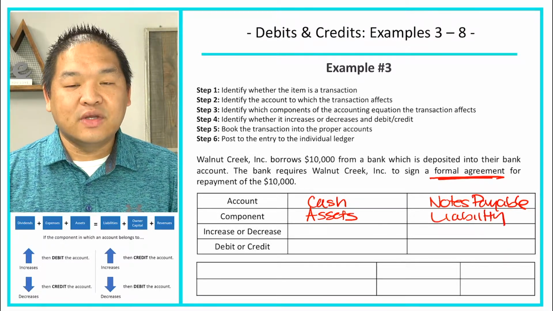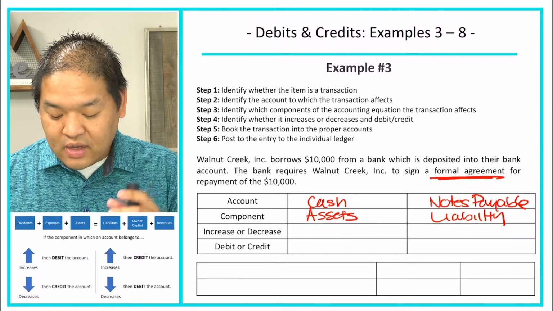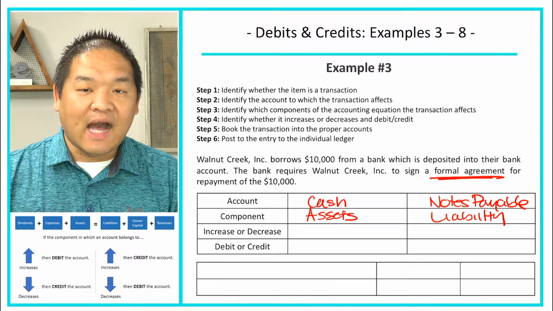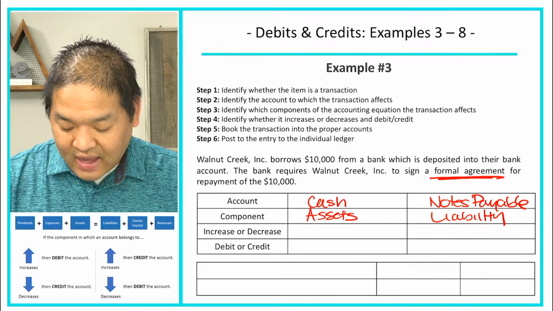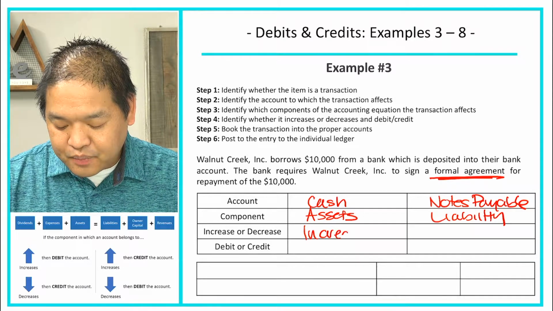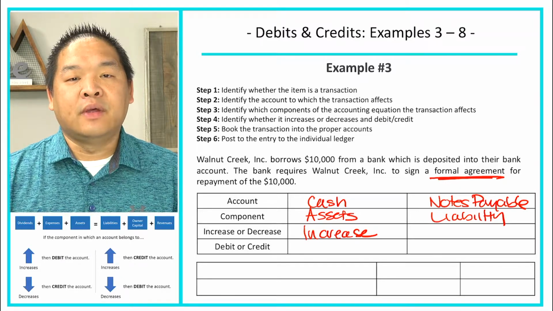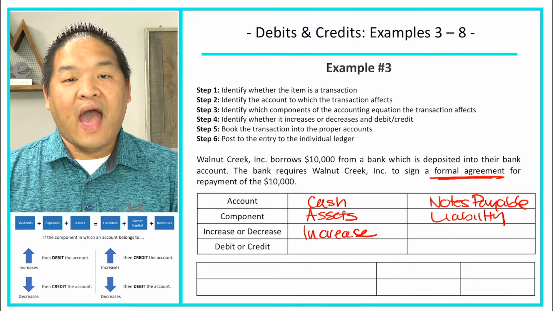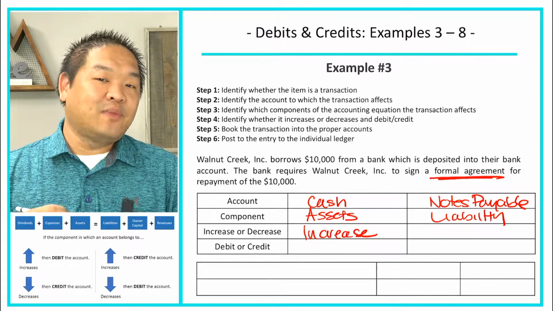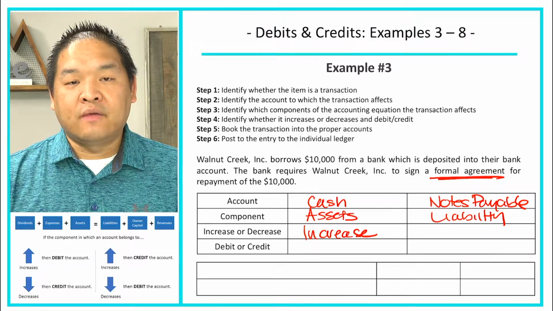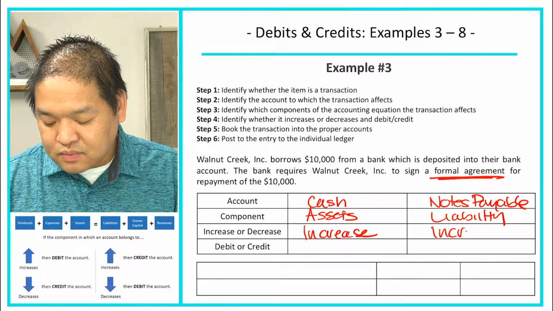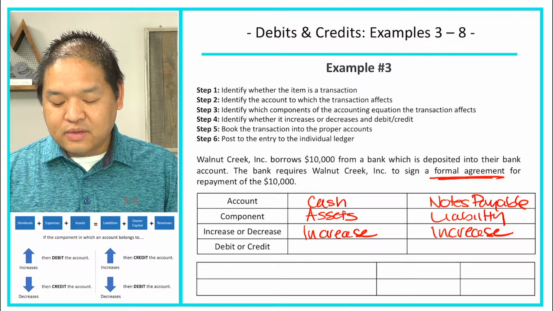And then are we going to increase or are we going to decrease? So cash, we're receiving cash. So because we're receiving cash, we're going to increase cash. What about our liability? What's happening with our liability? Well, we have more liability that we're going to have to pay back in the future. Therefore, that is also going to increase. So we're going to increase notes payable.